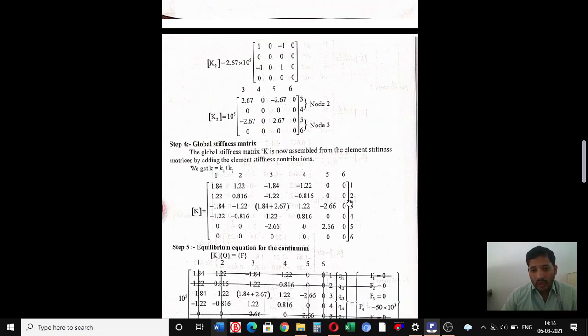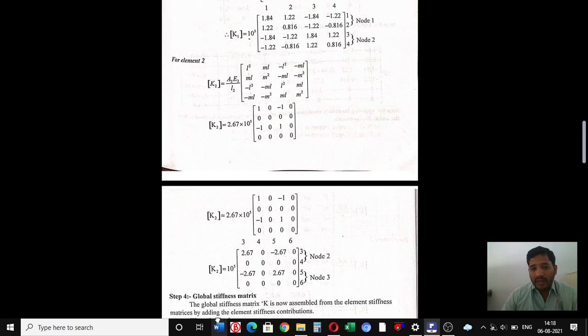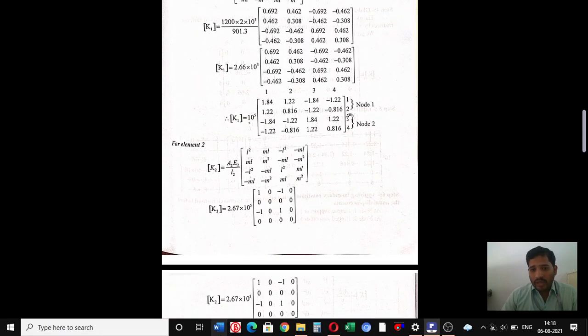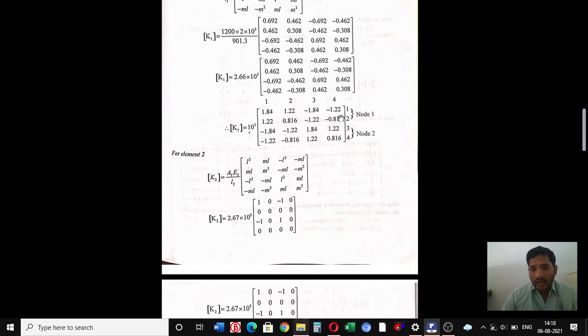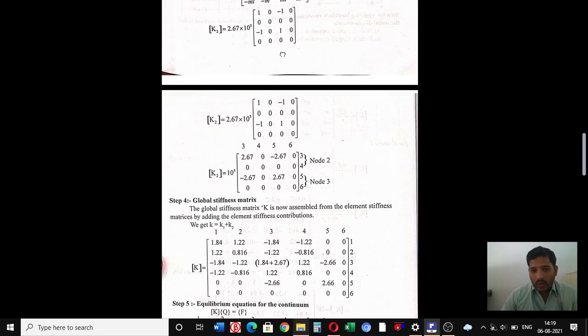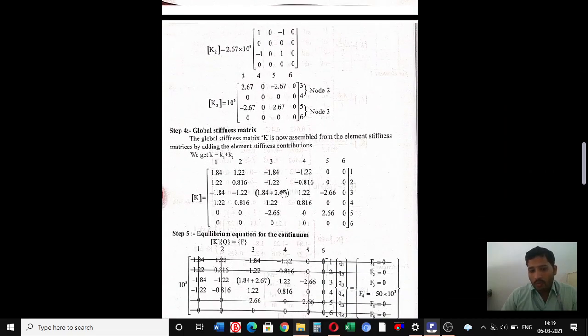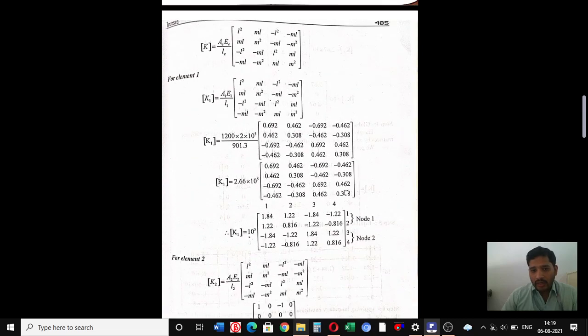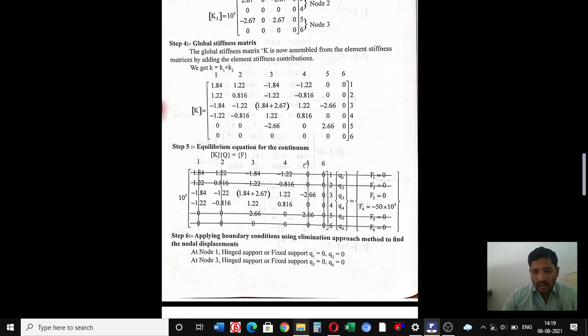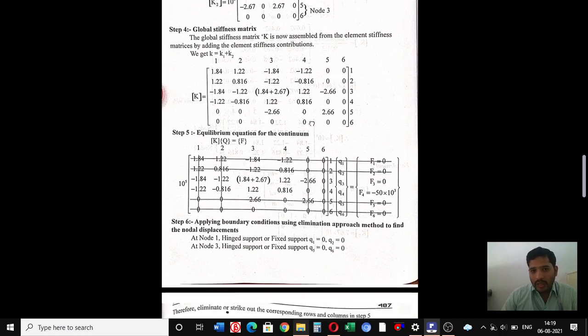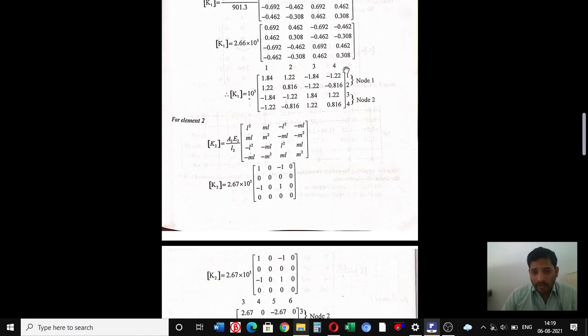After that, second node to the first node, how much is there? 1.22. Again come to the matrix above, second node to the second node, how much do we get? 0.816. Second node to the third node is minus 1.22. Second node to the fourth node, how much do we get? Minus 0.816.